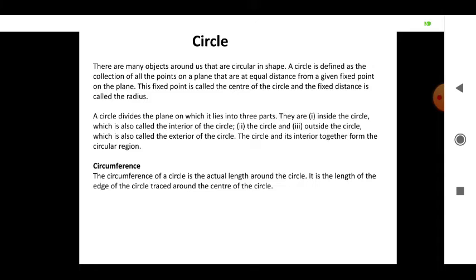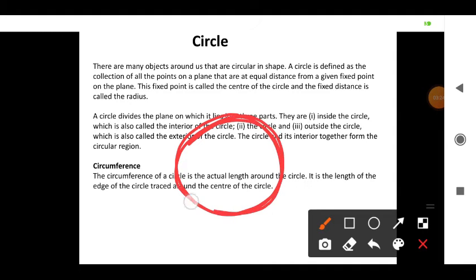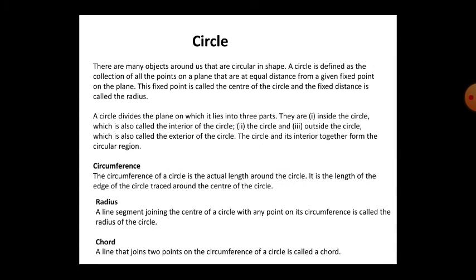I already told you, the circumference of a circle is the actual length around the circle. See, this is the boundary of the circle. The actual length of the circle is called the circumference. It is the length of the edge of the circle. That is only called the circumference.